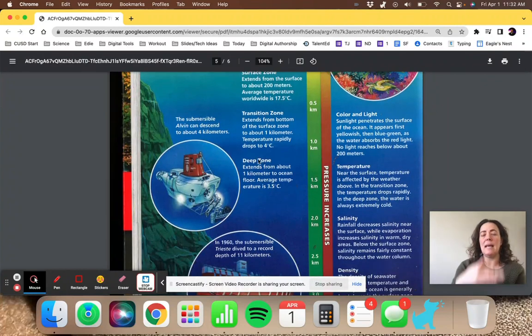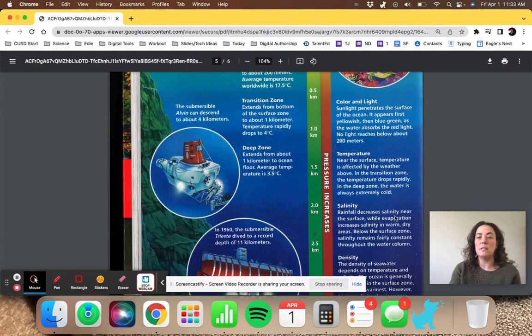Now, the deep zone is anything below 1 kilometer. Anything deeper than that, there's absolutely no light. The temperature is pretty standard, about 3.5 degrees, very, very cold, and the salinity remains pretty constant. Now, the salinity, like we talked about here, says the rainfall decreases the salinity near the surface. So that surface zone is going to have variations, while evaporation increases salinity in warm, dry areas.